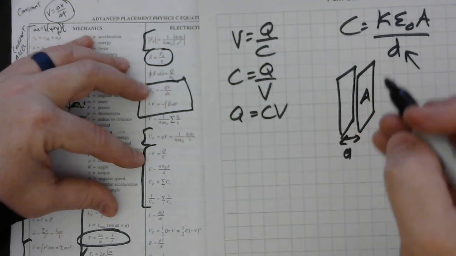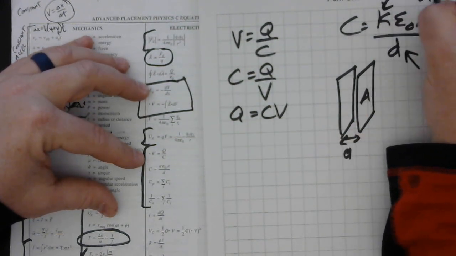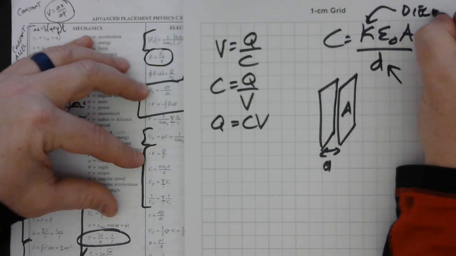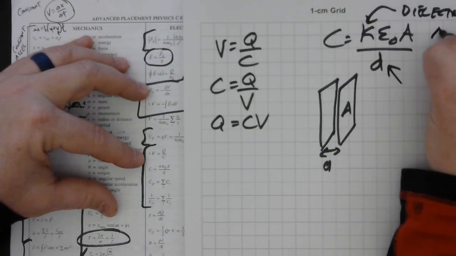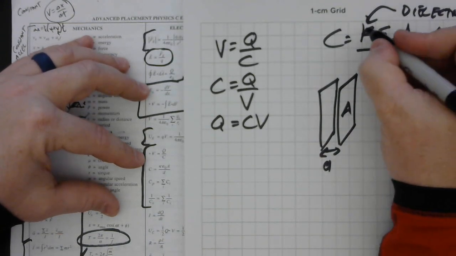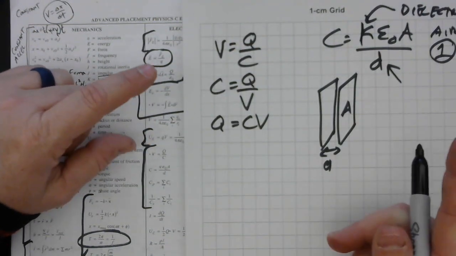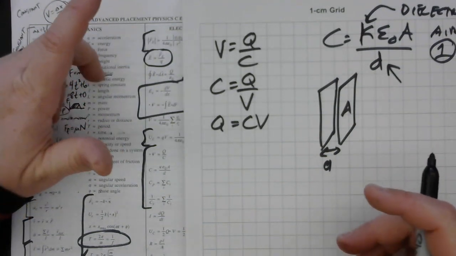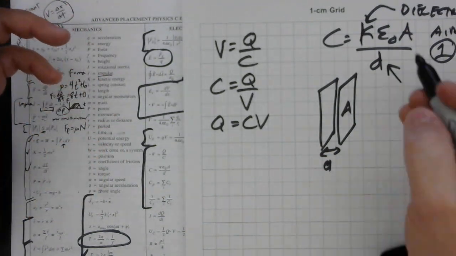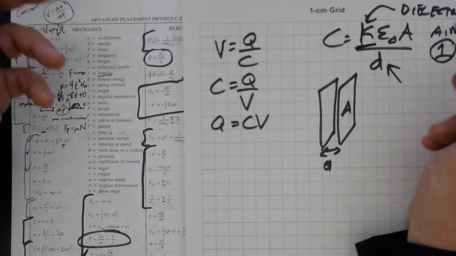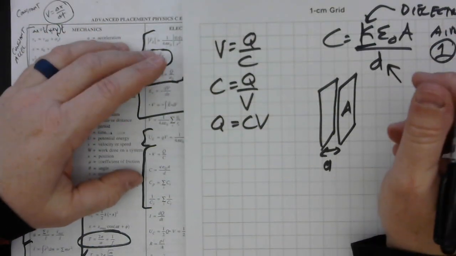A is the area of them, and K is what we call the dielectric. That's right, the dielectric constant. If it's just air or a vacuum, it's just 1. So if you stick anything in there, like a piece of plastic, anything that's an insulator, this K will be here, and it'll change the capacitance.